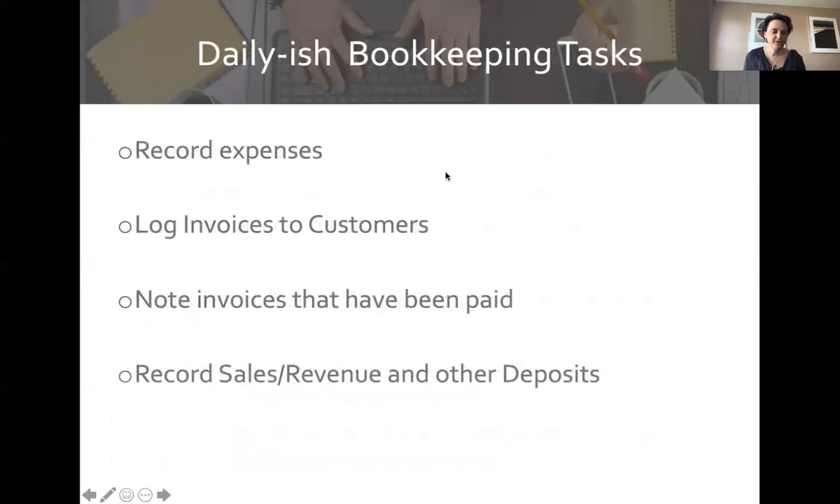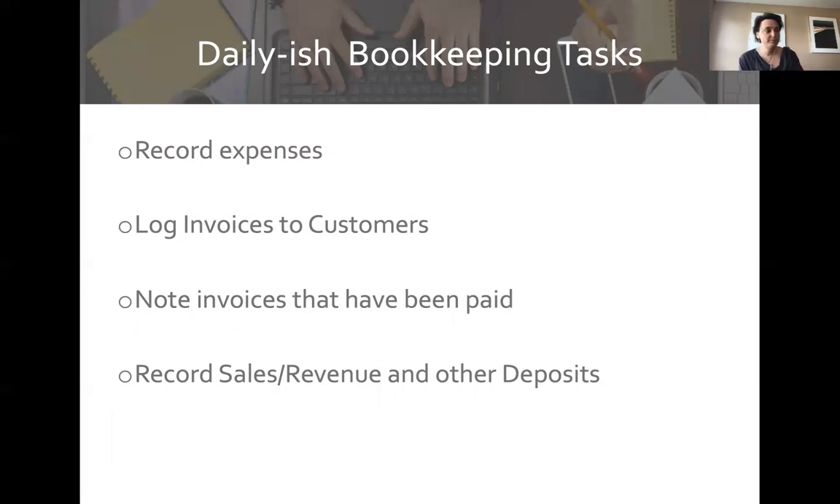So, things that you want to do on a regular basis, and I say daily-ish, it really depends on the size and scope of your business. If, you know, in February you don't have a lot going on, once a week is probably enough. In July and August, when you're kicking booty, you're going to want to do things more often. It's hard to imagine when you're super busy in July and August that you're going to have time to do your bookkeeping. But the more regularly you keep up with your bookkeeping, the more easily you can pivot.